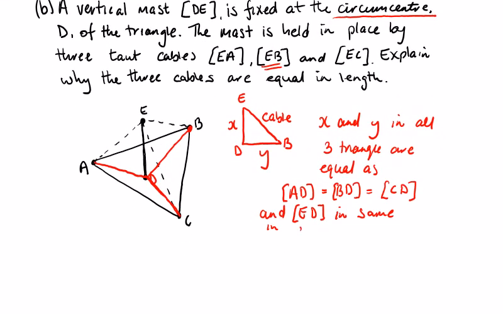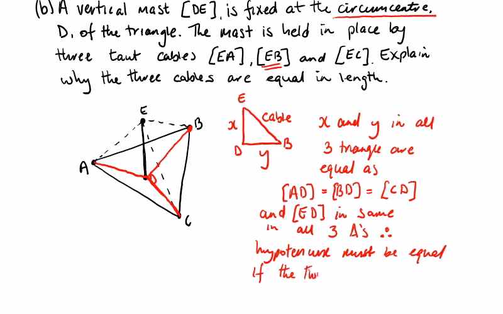This was in the early days of Project Maths. They want you explaining stuff. I'll just write the number 3 if I can't write properly, in all 3 triangles. Therefore, hypotenuse must be equal if the two straight sides are equal, or some version of this explanation.